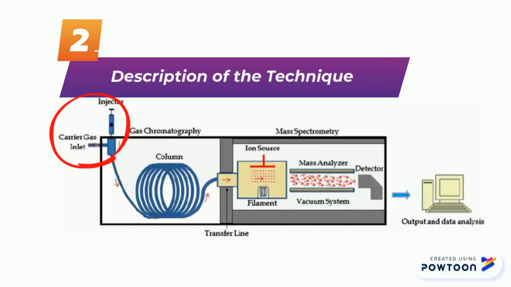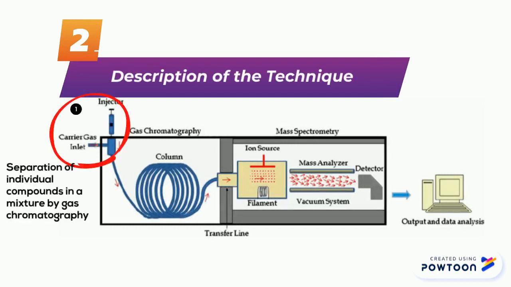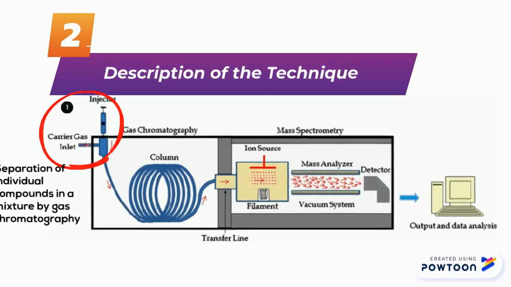This technique starts with the solution being injected into the GC inlet, where it is vaporized and then swept onto a chromatographic column by a carrier gas. The compounds in the mixture are separated as the sample flows through the column. The separation is based on the interaction of the compounds with the coating of the column and the carrier gas.